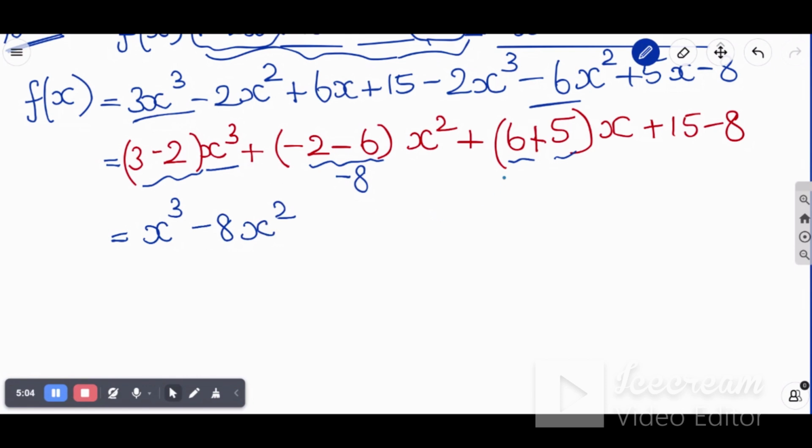Now, here you have a plus symbol. Here let us check what is there. 6 plus 5. What is 6 plus 5? 11. So here also plus, here also plus. So you can write it as plus 11x. And we have to check this also. 15 minus 8. So it will be a plus only. What is 15 minus 8? Yes, it is a 6. Okay, so what we have got is, no, 7. Right, sorry, 15 minus 8 is 7. So this is the polynomial, this is the answer.